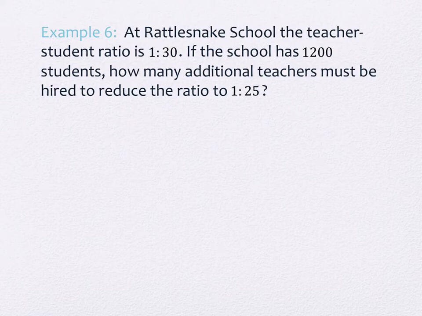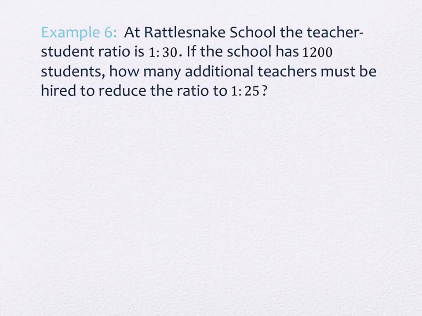All right, I have one more that's quite similar to the ones we have done, still the same kind of problem, but it's a two-step problem. It says at Rattlesnake School, the teacher-student ratio is 1 to 30. If the school has 1,200 students, how many additional teachers must be hired to reduce the ratio to 1 to 25? So what I don't know here that I have to find first is how many teachers I already have. Does that make sense?